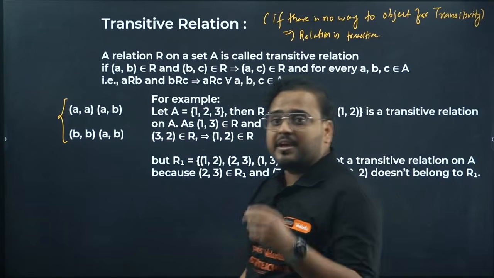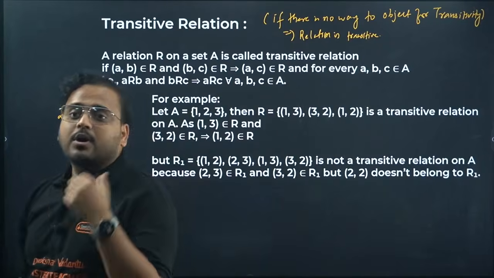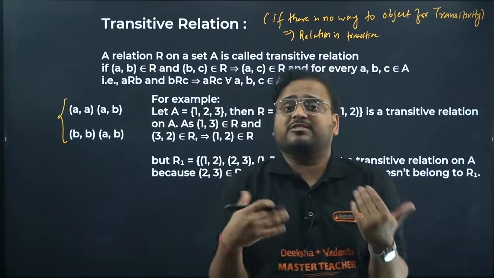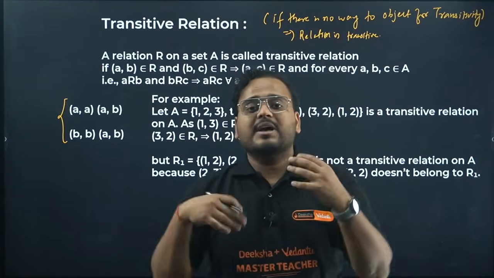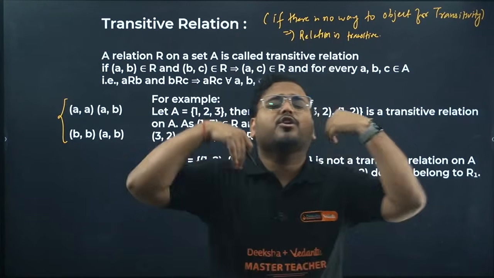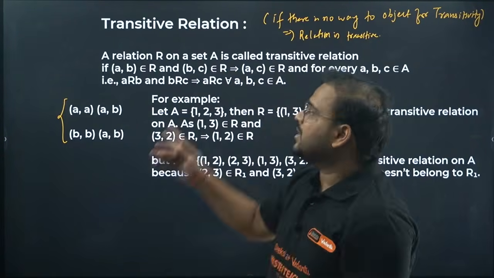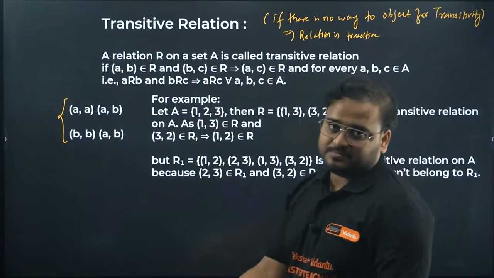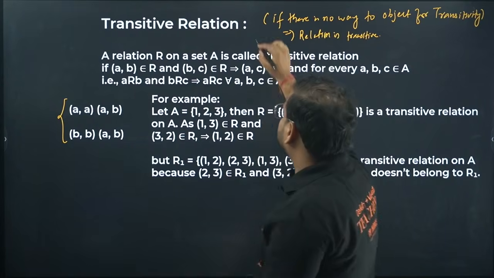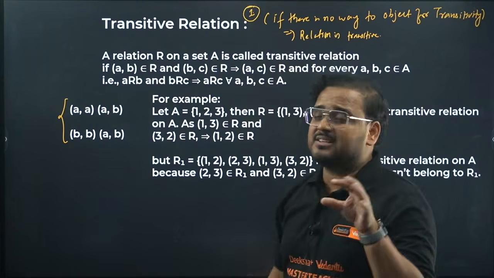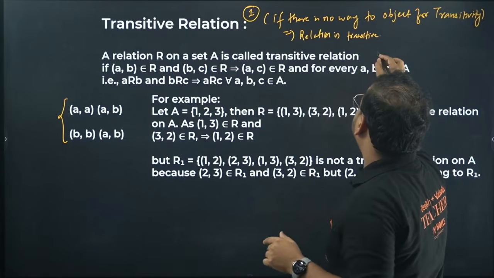I'll repeat. If there is no way to object to the transitivity, it means you cannot prove that it is not transitive. Basically, a relation is given to you and you cannot prove that it is not transitive. It means it is actually going to be a transitive relation. That's one way. Secondly, this is a very important statement because students get stuck in this.